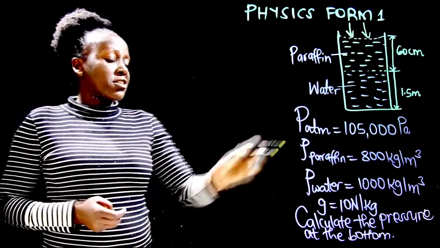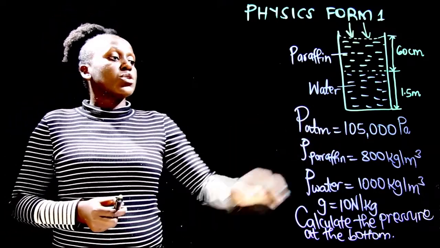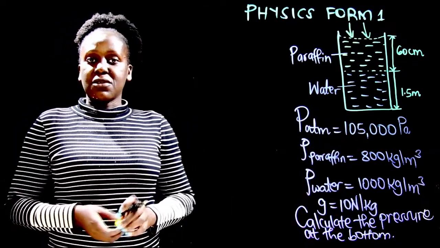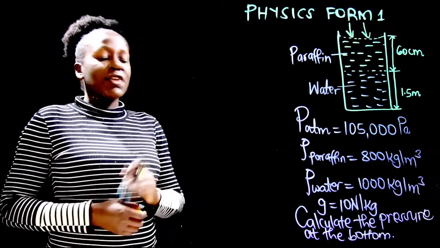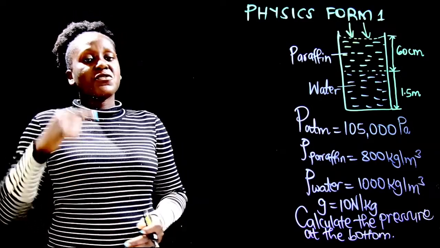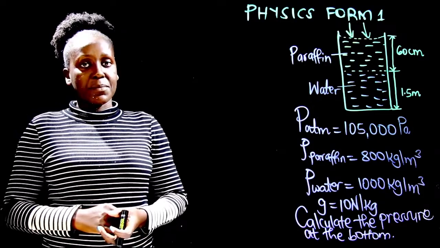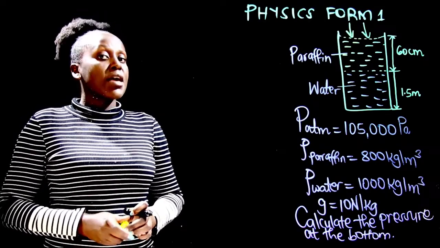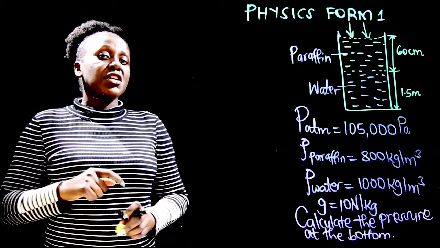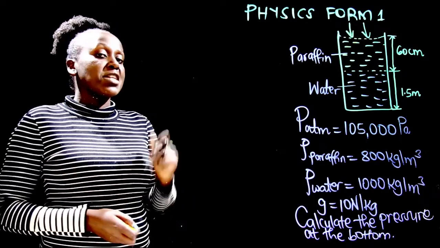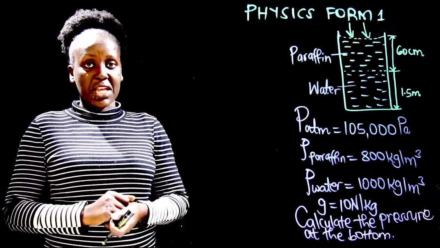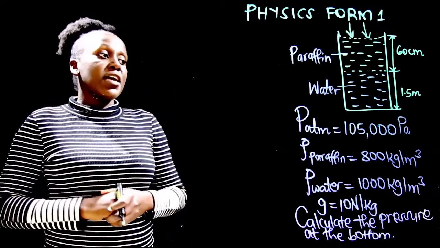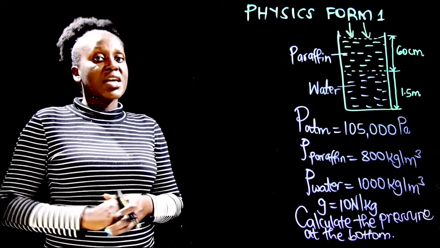So in the question, we have been given the value of the atmospheric pressure, which is 105,000 pascals. Now, I know you could be asking yourself, why is this value of atmospheric pressure different from the one that you have used in the previous question? Now, remember, atmospheric pressure changes with altitude. So the atmospheric pressure in the coast is different from the atmospheric pressure in Mount Kenya. The one at the coast is more, because the height of the air column above the Earth's surface is bigger at the coast.